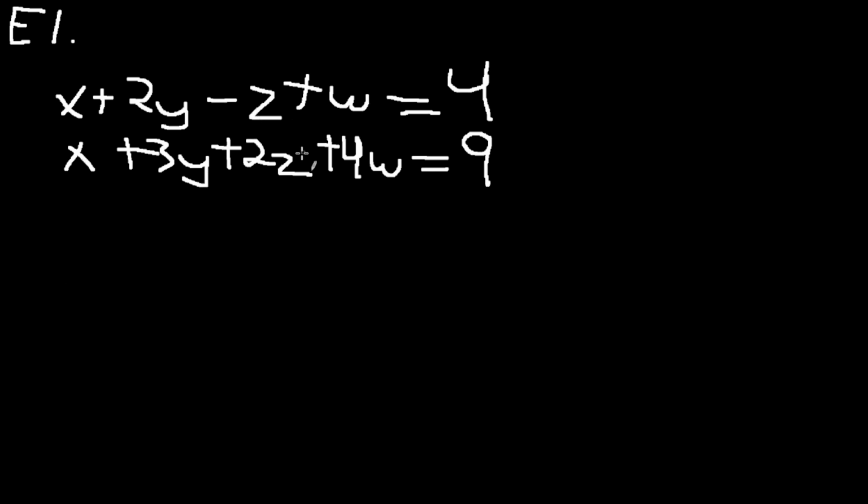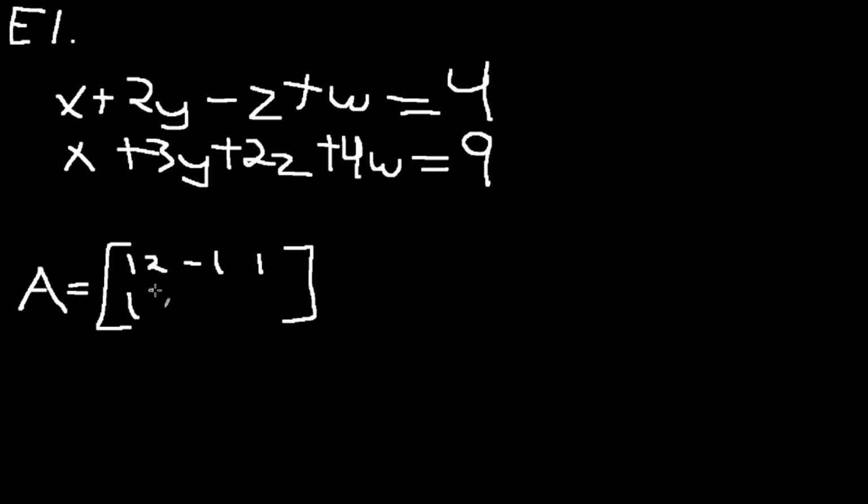So if you want to turn this into a matrix, we basically do the reverse of what we did before. We'll call the matrix just these numbers in front of the letters. So it's going to be a 2 by 4. 2 rows, 4 columns. So it looks like we got a 1, a 2, a negative 1, and a 1. And then on this next row, we have a 1, a 3, a 2, a 4. And it looks like the XYZ is pretty standard.